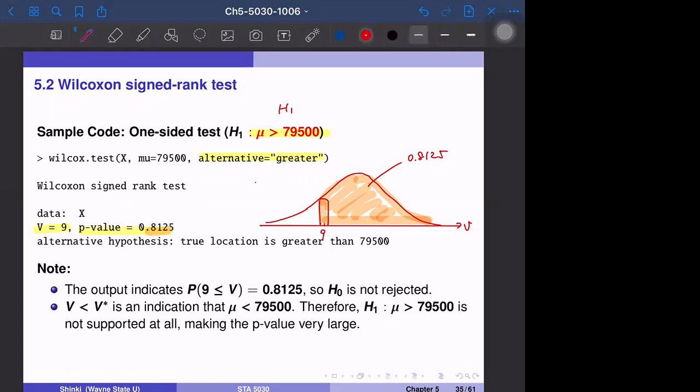Last time it was 0.2344. So this and this almost sum up to 1, but actually slightly more than 1. Why? Because we have duplication: V equal to 9 is duplicated. This is just how the p-value is defined. If the p-value is small, we reject the null hypothesis, and we want to reach that conclusion only if there is strong evidence. So we are a little bit conservative: the p-value includes this area, so it's slightly harder to reject the null hypothesis.